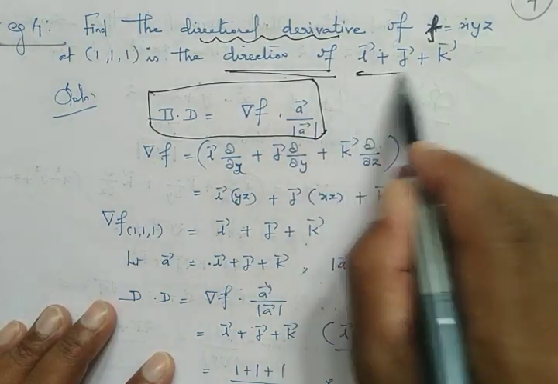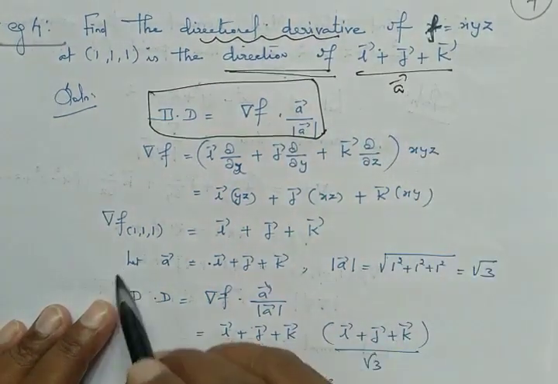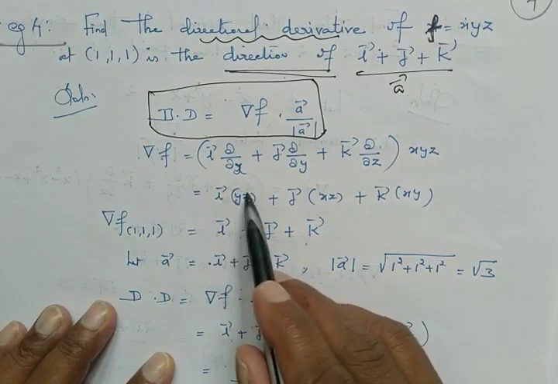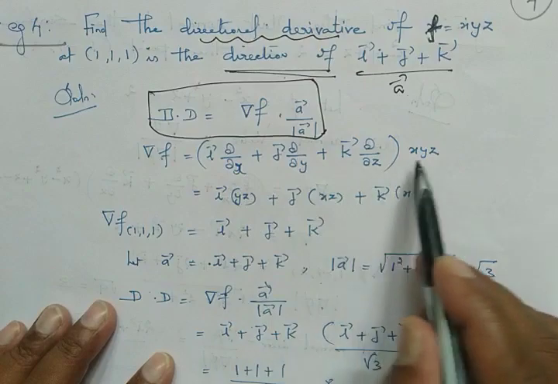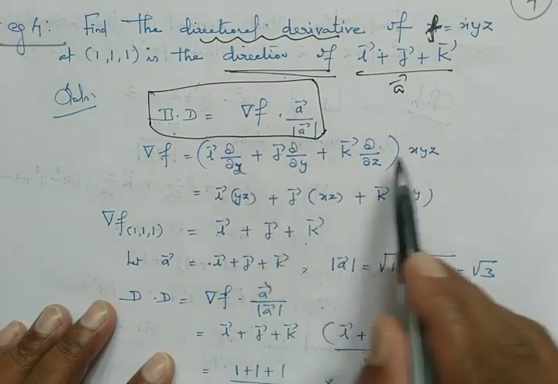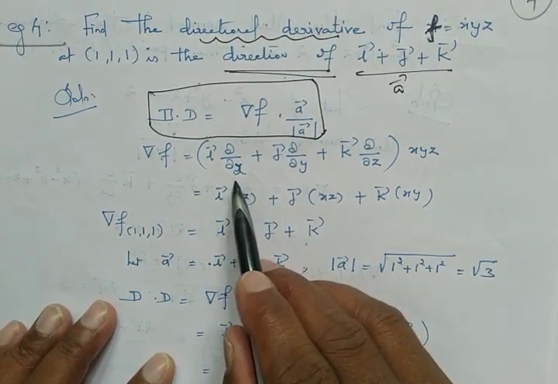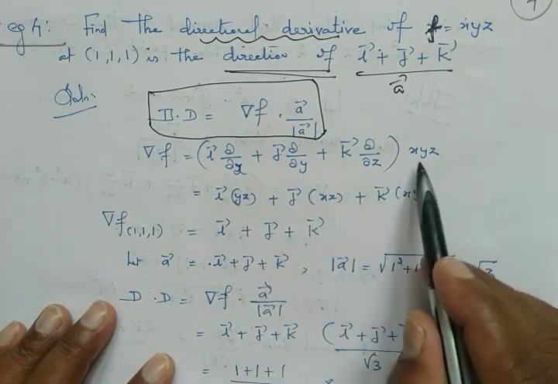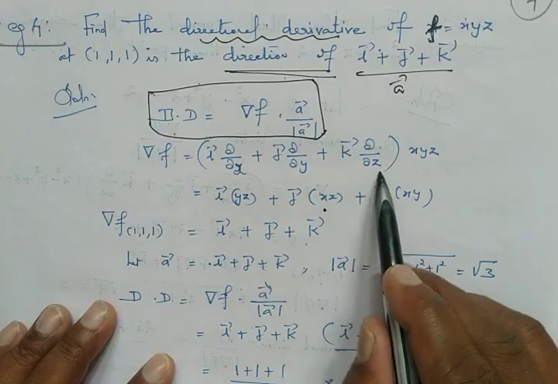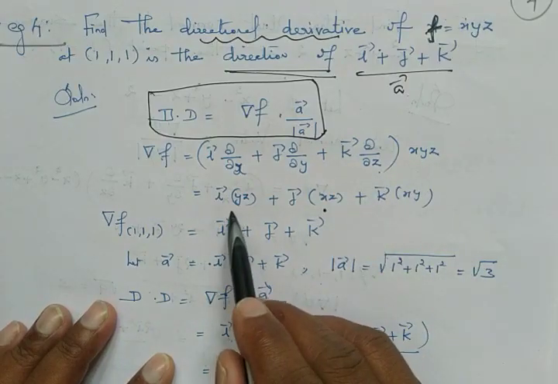The given direction vector you can take as a vector. Now del f, where the del value you can write as such, and f is xyz. Taking it inside and multiplying with each one, partially differentiating xyz with respect to x you get yz. Partial differentiation with respect to y, you get xz. Partially with respect to z, you get xy. So this is the value you are getting.